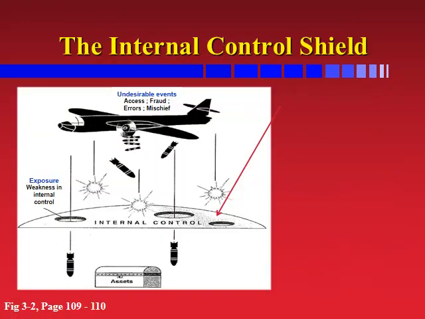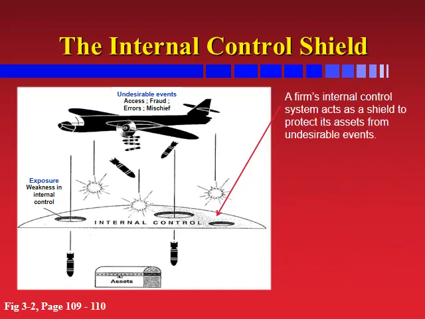Figure 3-2 shows the internal control system acting as a shield to protect the organization's assets and information from various undesirable events such as unauthorized access, fraud by people in or outside the organization, errors due to faulty computer programs or incompetent staff, or mischievous acts caused by computer hackers or viruses.